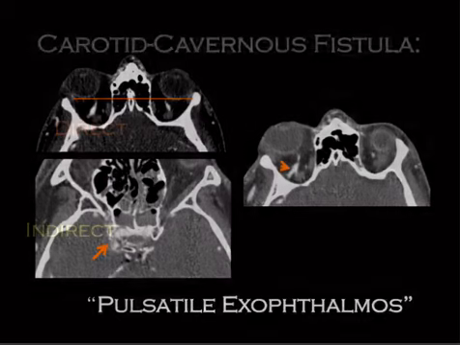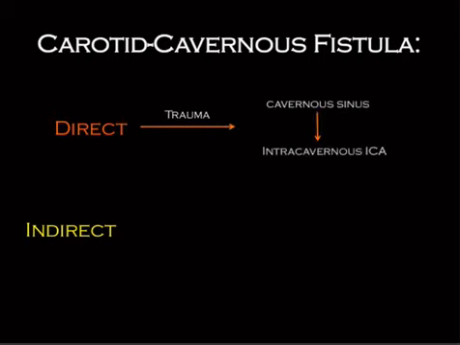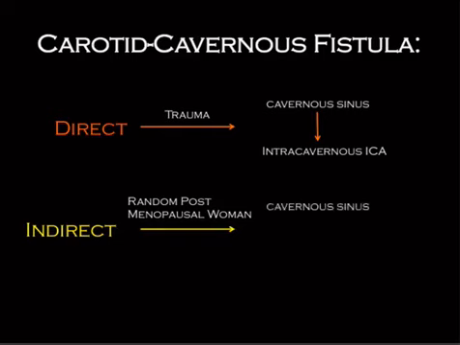Now, there are two types. Of course, this is all testable. The ones that you most commonly think about are the one like I showed, which is the direct type. So what does that mean? Well, it means you have a trauma, and then you get a communication between the cavernous sinus and the ICA. There's also another type that's the, quote, indirect ones, and these are the ones that are seen in random postmenopausal women. It's a communication, again, between the cavernous sinus and this time the external carotid artery through a meningeal branch.